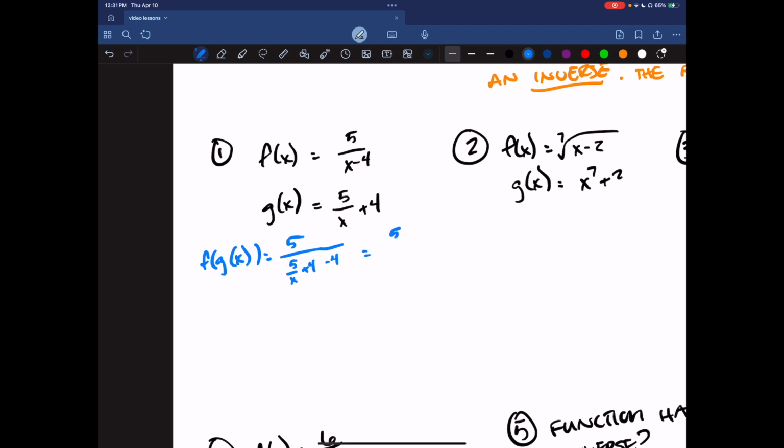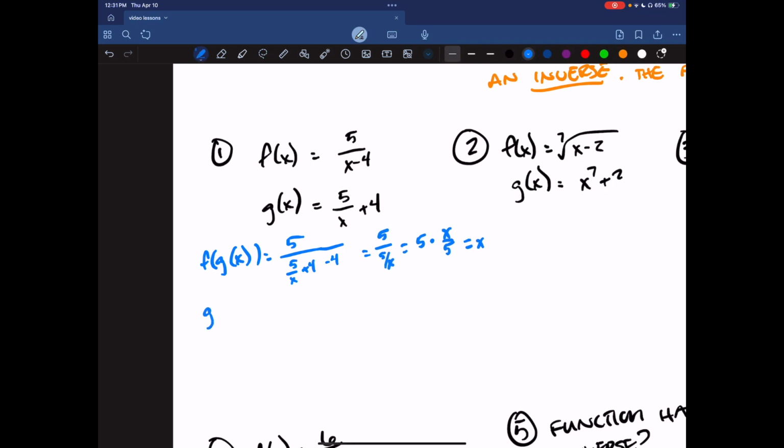So that's going to leave me with 5 over 5 over x. And remember that when you divide fractions, it's the same thing as multiplying by the reciprocal. So I'm going to rewrite this as 5 times, and I'm going to flip that fraction, and it's going to be x over 5. The 5s are going to cancel and leave me with x, which is what I was hoping would happen. And again, just because you hope something happens doesn't mean it's going to happen. You just need to check that out.